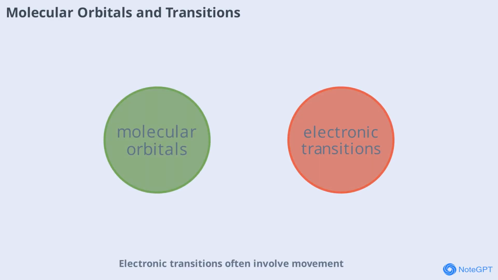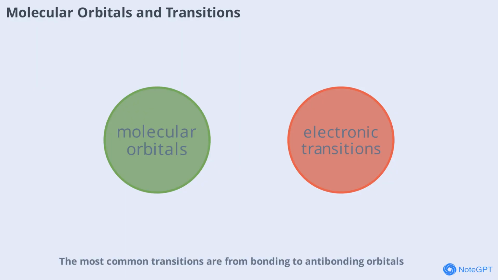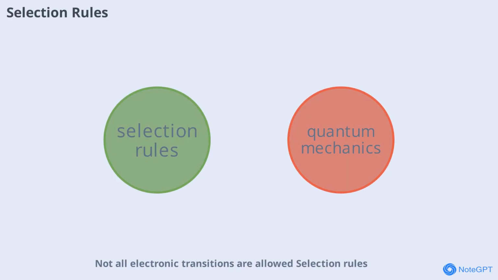Electronic transitions often involve movement of electrons between molecular orbitals. In molecules, these orbitals are regions where electrons are likely to be found. The most common transitions are from bonding to antibonding orbitals, such as π to π* or n to π*. Understanding molecular orbitals helps explain why certain wavelengths of light are absorbed or emitted, and why different molecules have unique spectra.